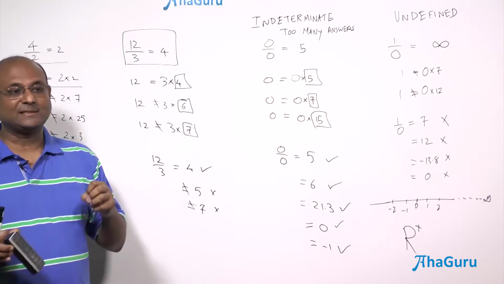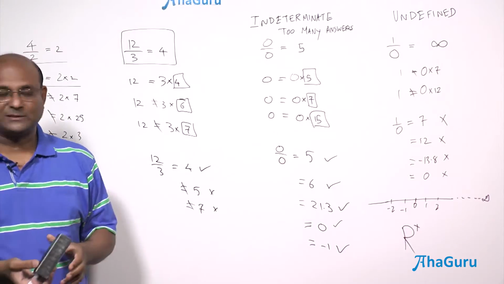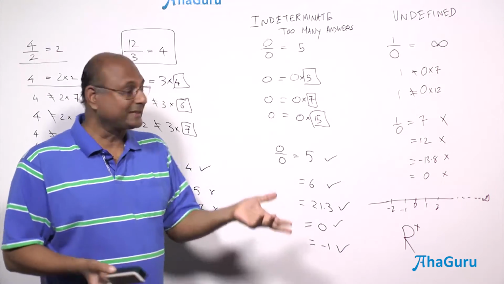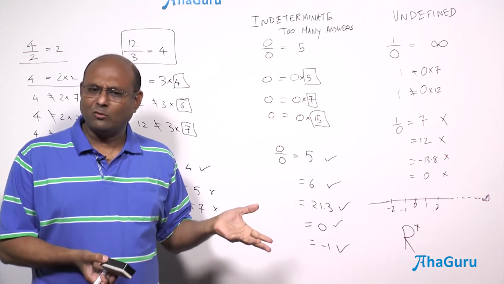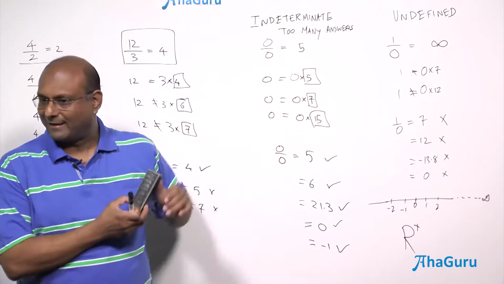Which of these answers is the correct answer? That is the kind of question we are going to face. And a whole subject is devoted to this one single idea, 0 by 0. Why is it even devoted to this idea? Let us think about some practical value for it.